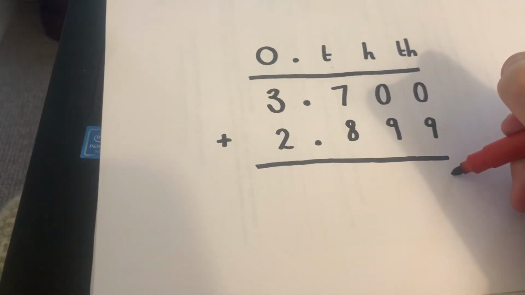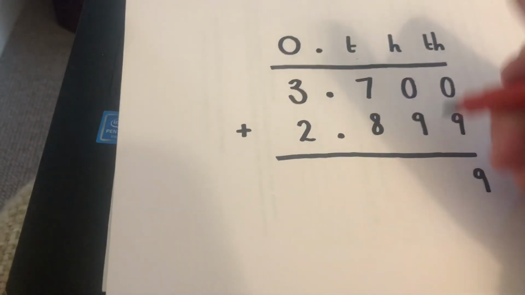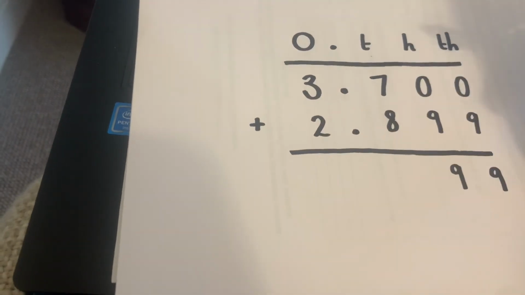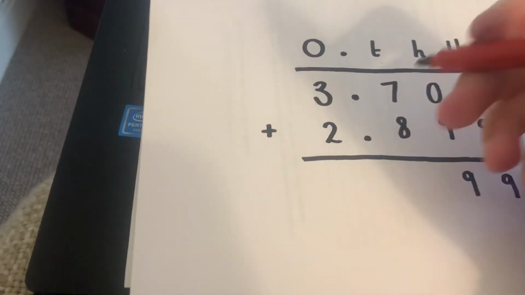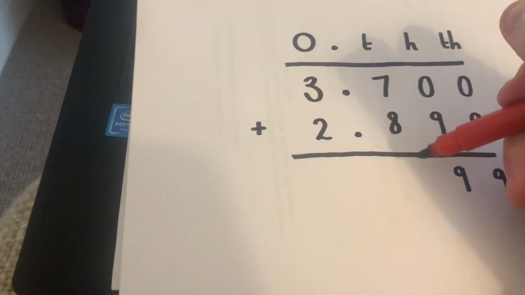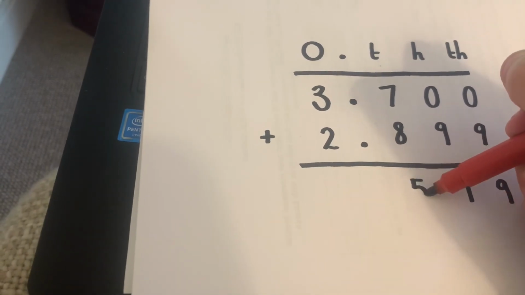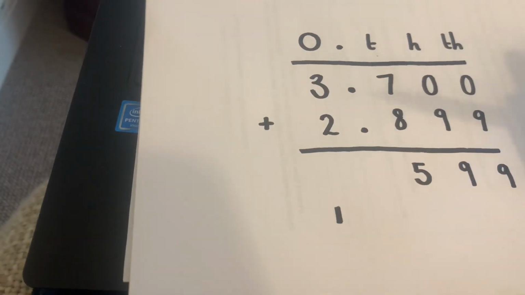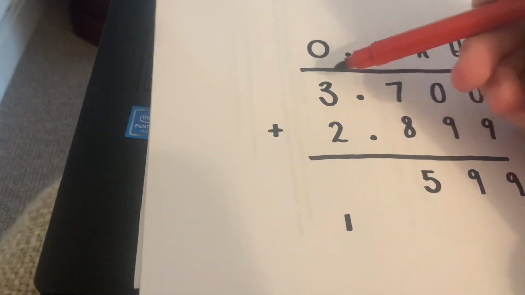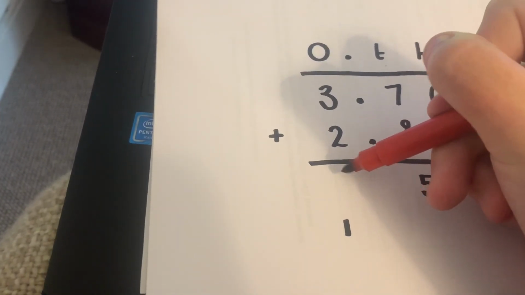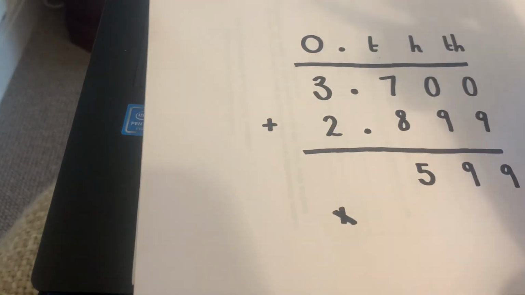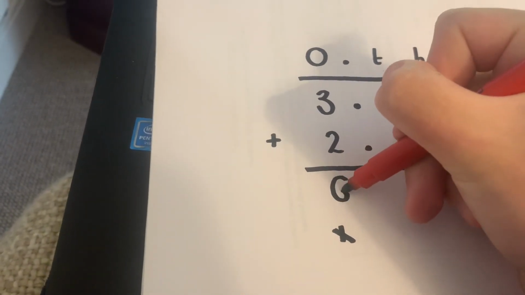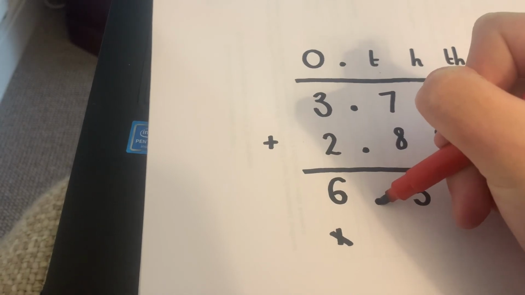So 0 add 9 is 9, same again, so we've got another 9. 7 add 8, so this one is 15, but we can only put one digit down here, so we put a 5, and then our 1 we carry across to the next column into our ones column, and then we've got 3 add 2, which is 5, but not forgetting that 1 that we've carried across, so we pop a 6 in there and add in our decimal point.